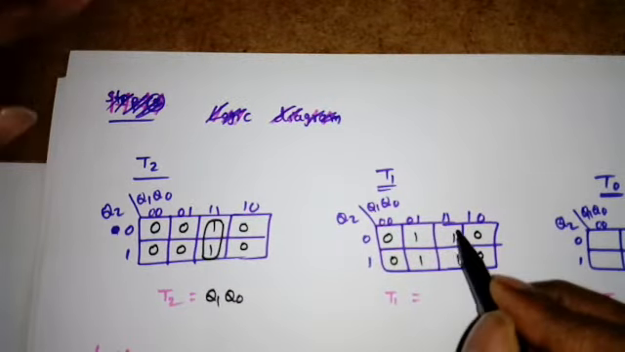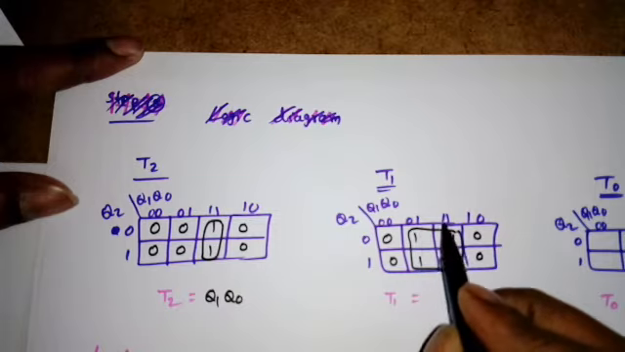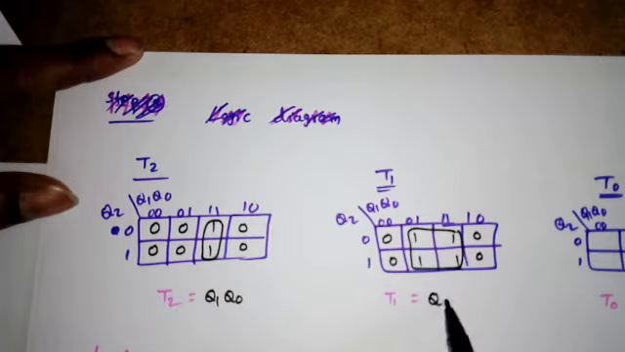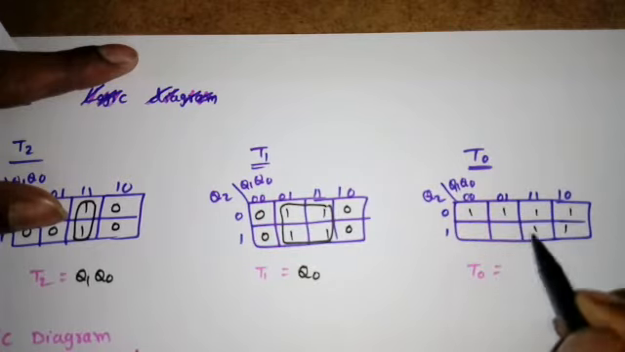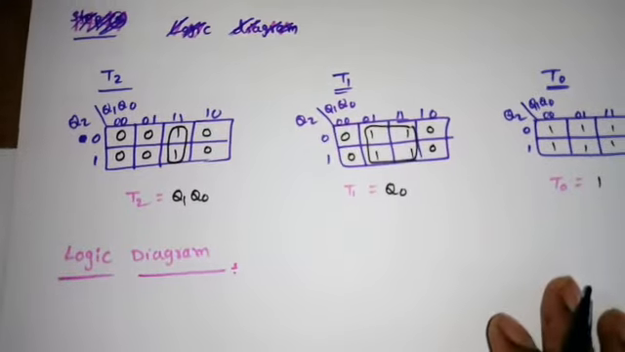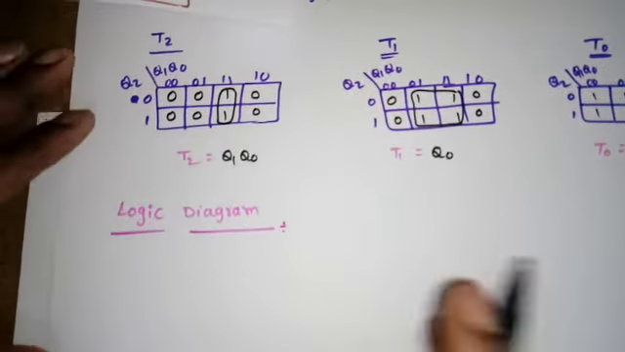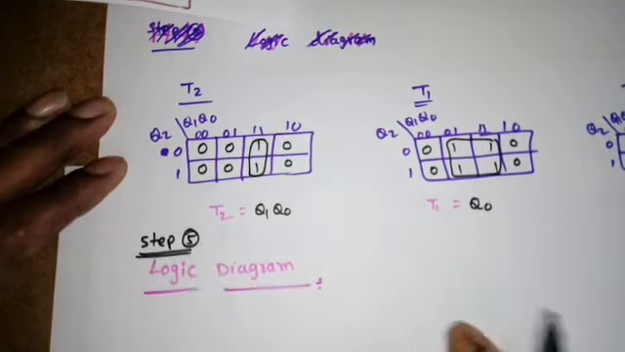Now I can make a quad here, something like this. So in this, what is the common? The second one, which is Q0. Next, last one, we know it is all ones. So T0 is nothing but 1. Once we know these minimal expressions, the last step, step 5, is we have to draw the logic diagram.